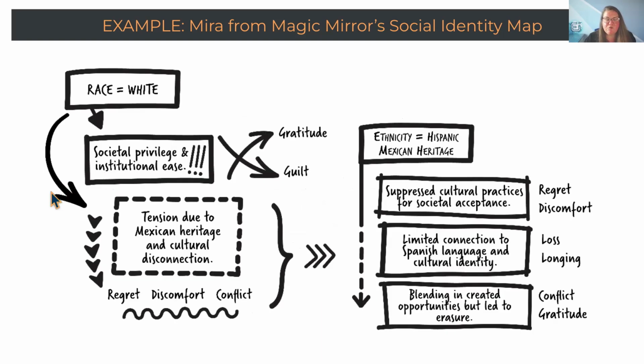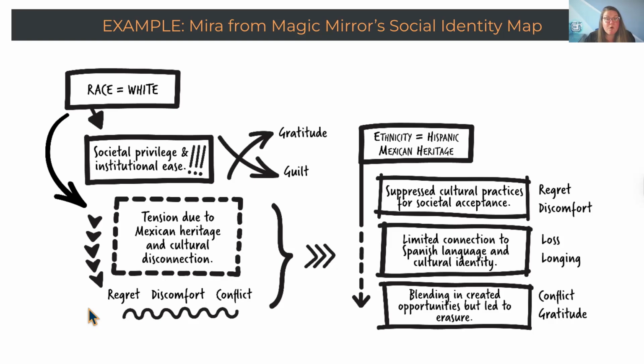The next one, she talks about race. She recognizes that she is white. However, she has an ethnic heritage as a Mexican, but she has a very strong disconnection with that heritage based on how she was raised. And so she recognizes that she gets some societal privilege and institutional ease from being a white person. And she feels both gratitude and a little bit of guilt for that. She talks in the book about the tension due to her Mexican heritage, but a cultural disconnection from that.